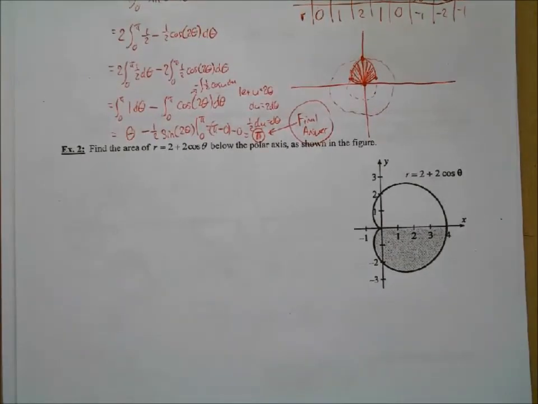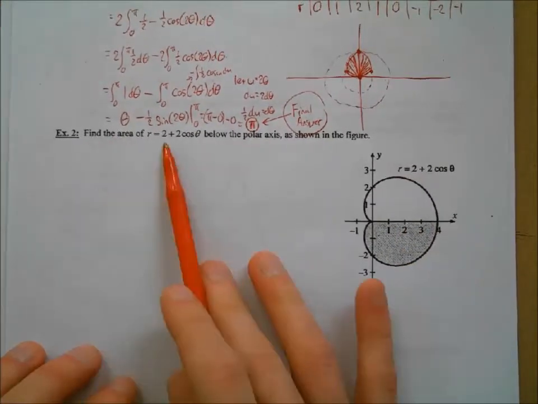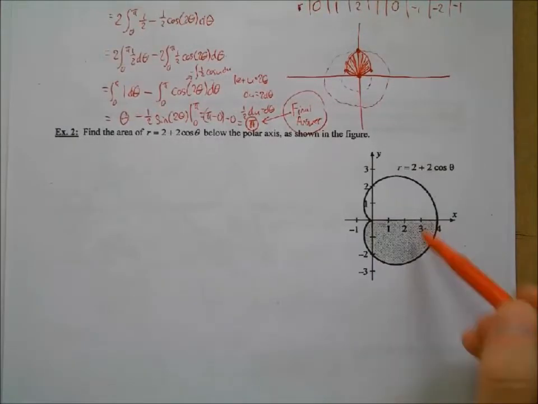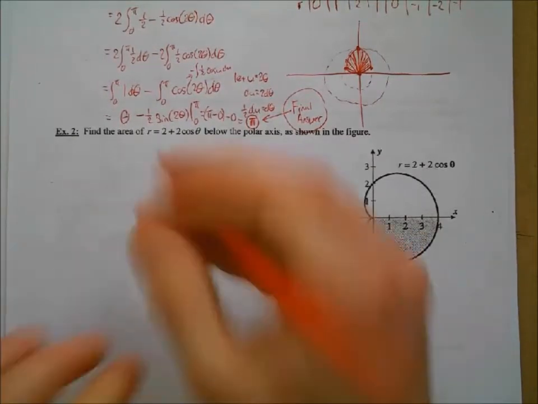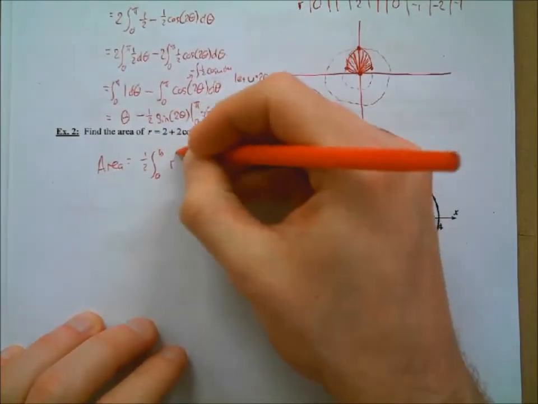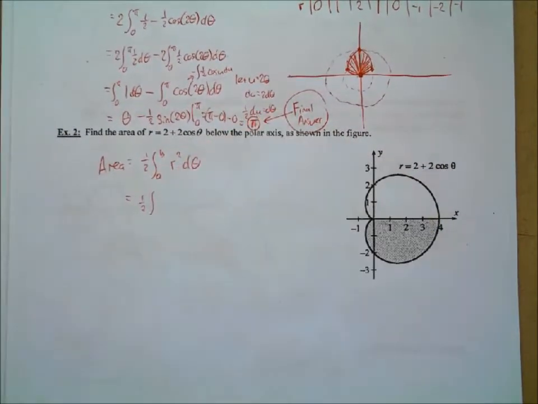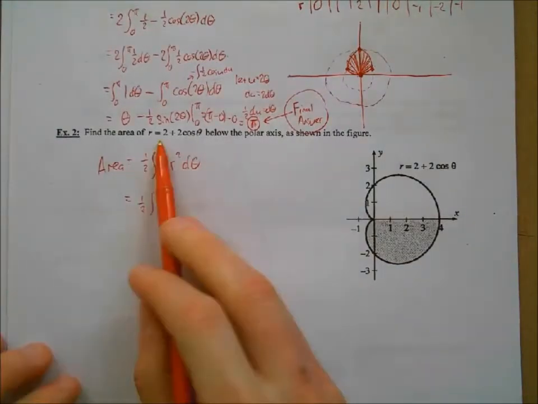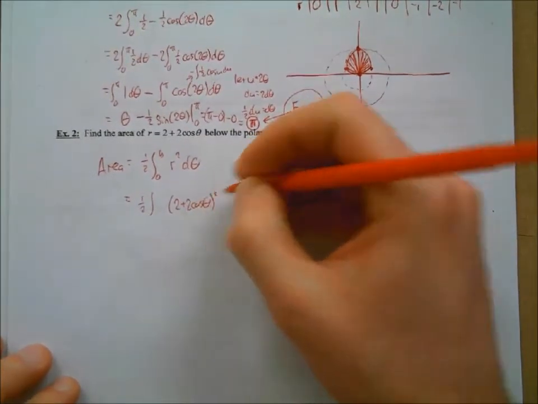Okay. So this one, very kindly, they already gave us the graph. Find the area of r equals 2 plus 2 cosine theta below the polar axis as shown in the figure. So it's the shaded region right here. All right. So our integral here: area equals 1/2 integral from a to b of r squared d theta. What is r in our case here? 2 plus 2 cosine theta, right? It's the curve. So parentheses 2 plus 2 cosine theta squared d theta.